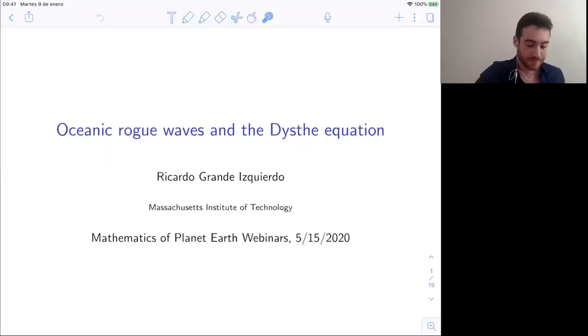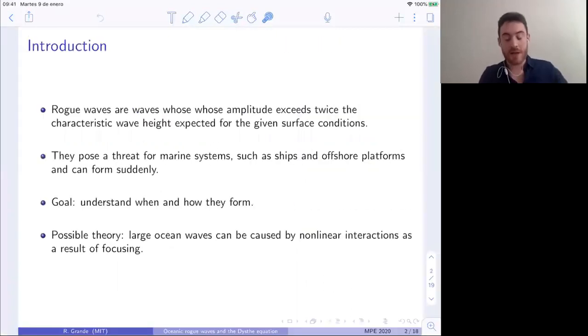Of course, there are a lot of people working on this topic, and I will not have time to mention all of the results, but I'll do my best to at least talk about a couple of papers that I think are especially interesting in terms of numerics. First, let me define what a rogue wave is.